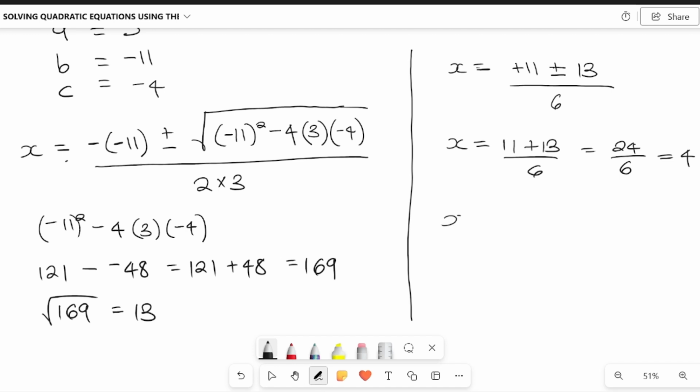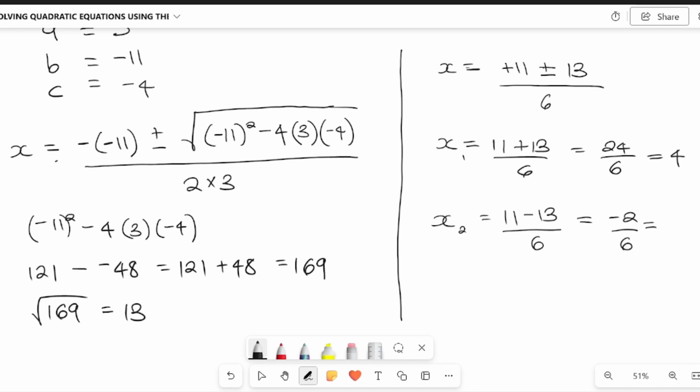The second value of x will be 11 minus 13 all over 6, which is equal to negative 2 all over 6, which is equal to negative a third. Now, those are the two values of x, or the two roots of x in this equation. Let's look at another example.